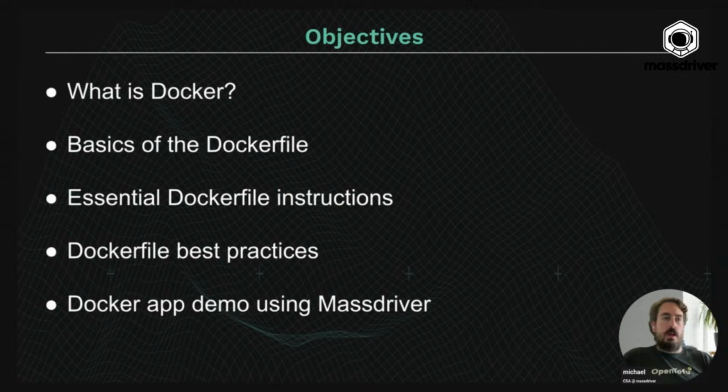So today, we're going to be talking about how to get started with Docker, the best practices for containerizing web apps using Docker. We're going to be covering some basics of Docker and the Dockerfile, the essential Dockerfile instructions, and then we'll finish with a discussion of Dockerfile best practices. And then towards the end, we're going to be doing a demo on deploying a Dockerized application onto AWS using an EKS cluster and then MassDriver as well. Without further ado, let's get started.